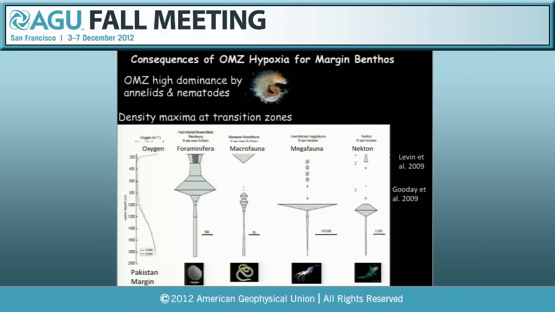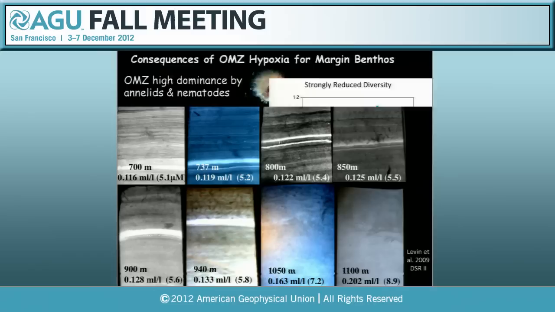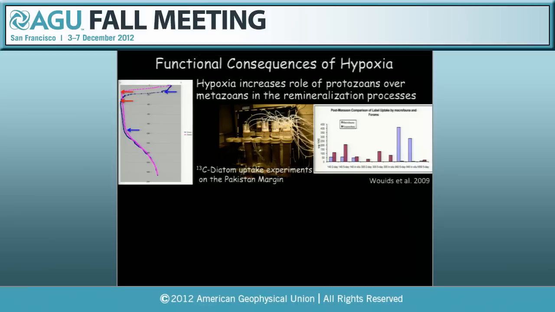Now, across very small oxygen gradients at this lower transition, we have huge changes in diversity, as reflected by this rarefaction curve. Only one macrofaunal species occurs at 800 meters, and then as we go deeper, the diversity gradually increases. X-radiographs of those same sediments show that diversity translates into huge changes in bioturbation. At 700 to 800 meters, the sediments are fully laminated. We start to pick up burrows, and by 1100 meters, with just about a 5 micromolar change in oxygen, we pass thresholds and the sediments are fully bioturbated.